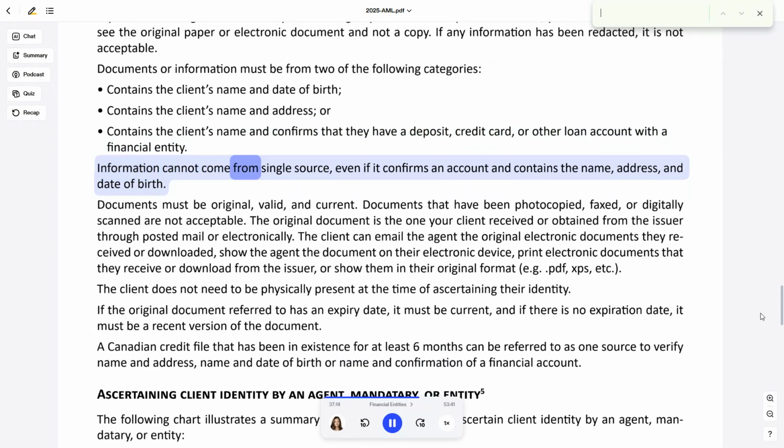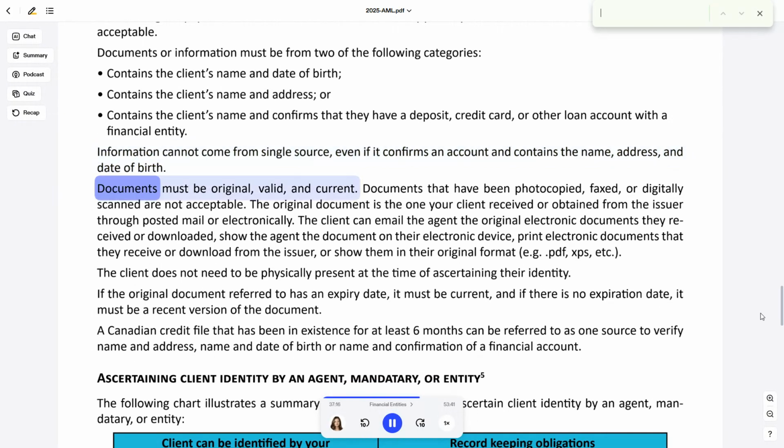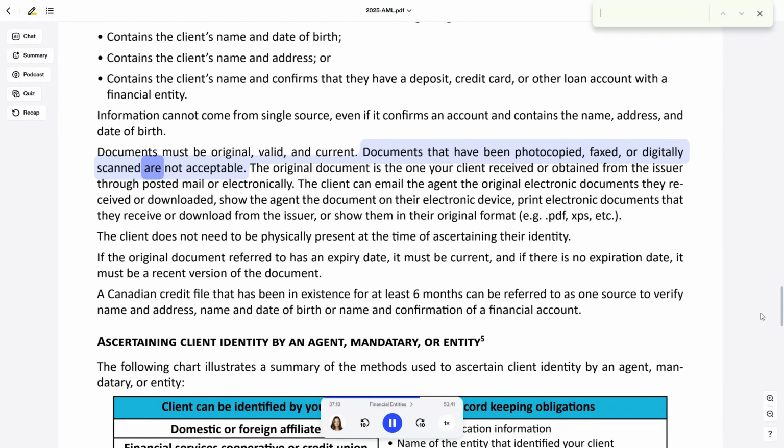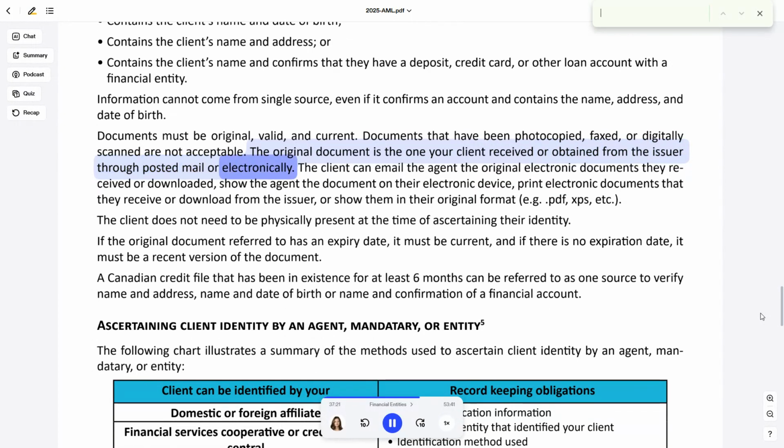Information cannot come from a single source, even if it confirms an account and contains the name, address, and date of birth. Documents must be original, valid, and current. Documents that have been photocopied, faxed, or digitally scanned are not acceptable. The original document is the one your client received or obtained from the issuer through posted mail or electronically.